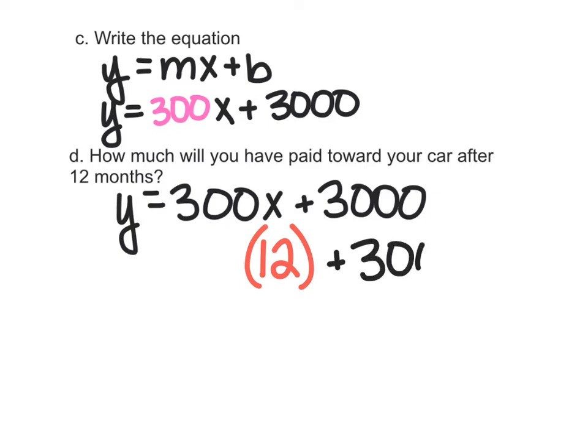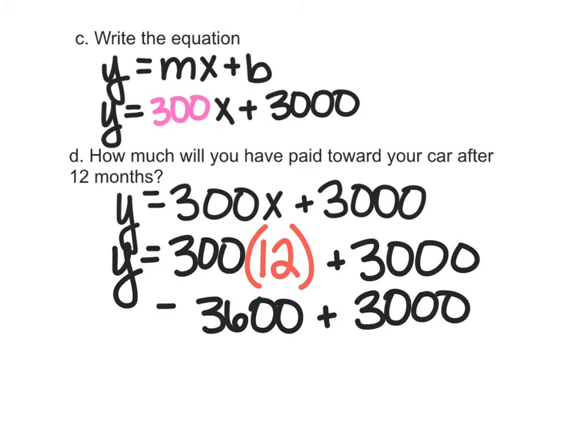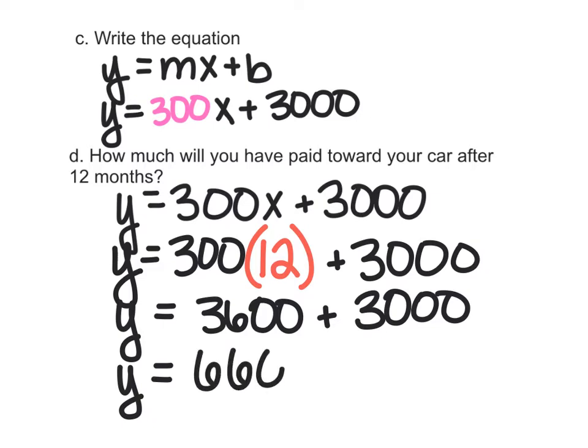So once I do that, I fill in everything else, and now I'm going to solve for y. So I have 300 times 12, which is 3600, plus 3000 is equal to y. And as I simplify this, I can see that y is equal to 6600.